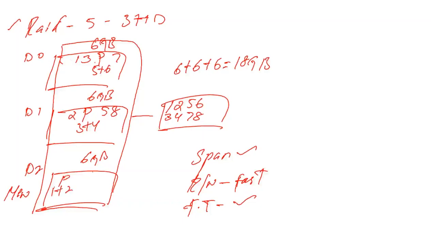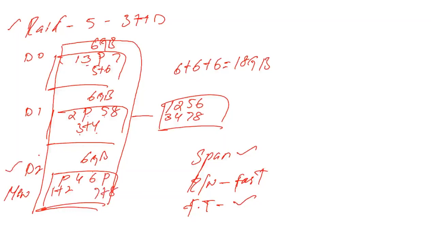Now D0 is having 3 data information. D1 is having parity for 3 and 4. What is the missing number? 4 will be generated. And D0 is having parity for 5 and 6. D1 is having 5 information. What is missing? 6. D0 is having 7, D1 is having 8. What is missing? Parity is missing for 7 and 8. Automatic data will be generated.